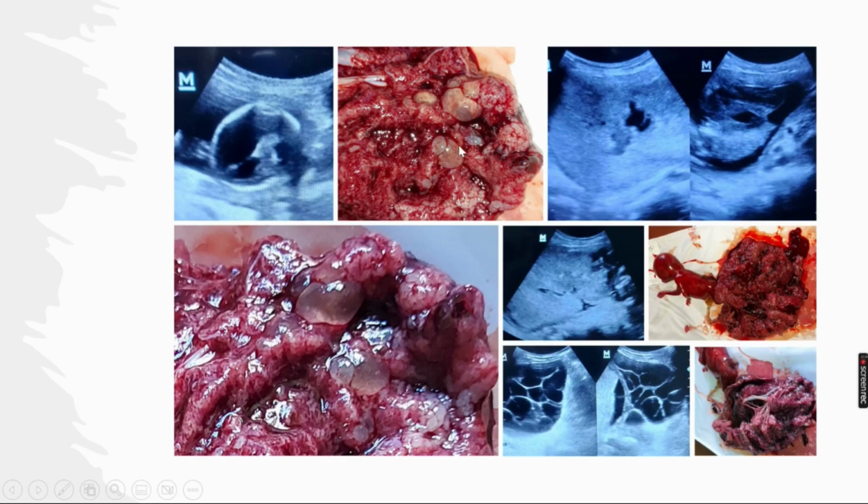This is the gross specimen of the molar tissue, clearly seen here as the molar vesicles, the typical hydatid mole. Here you can see the spoke wheel appearance of thecal lutein cysts, and this probably explains the severe lower abdominal pain she presented with. Note the open spina bifida.